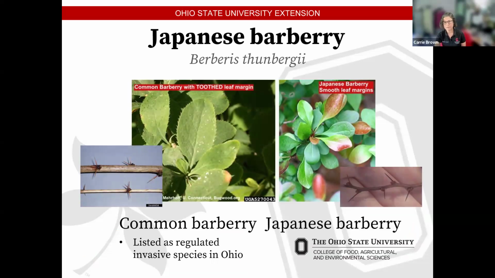Common barberry is listed as a regulated invasive species in Ohio, so it is illegal to buy, plant, or sell common barberry. Common barberry, you can see there, is toothed. Its spines exist in threes, whereas the spines on the Japanese barberry are single along the twig of the plant. Those leaves are more paddle shaped, and they are not toothed.